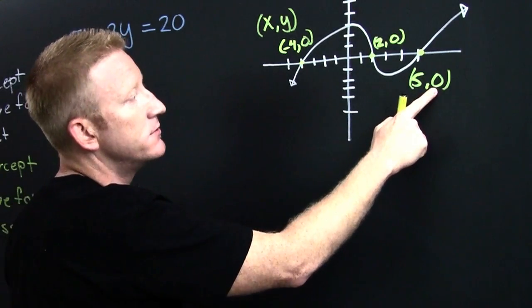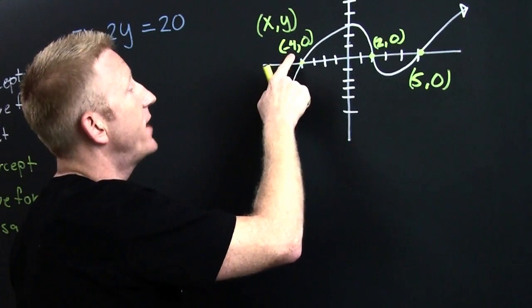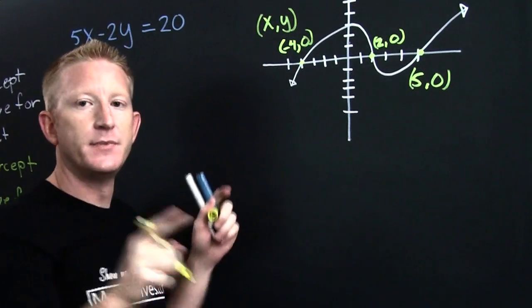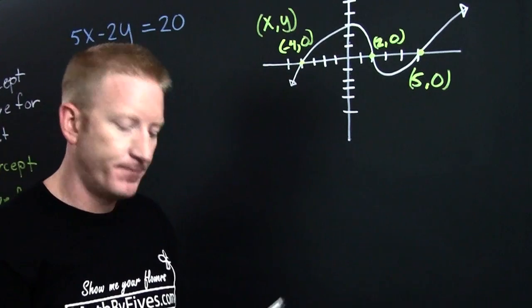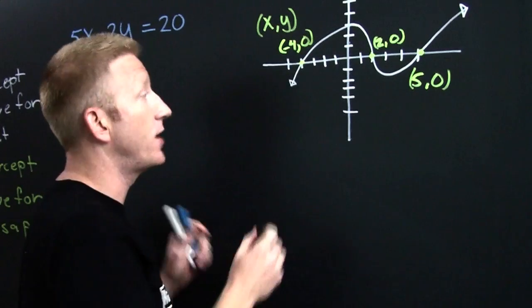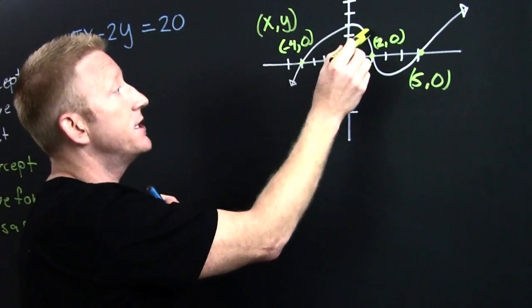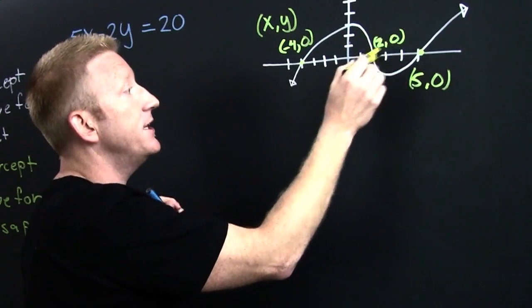What's my y value? 0. What's my y value? 0. What's my y value? 0. Now, can you point to me the x-intercepts? Yes, there are more than one on this particular graph. Is it here? No. Is it here? No. Is it here? No. It's here, here, and here.